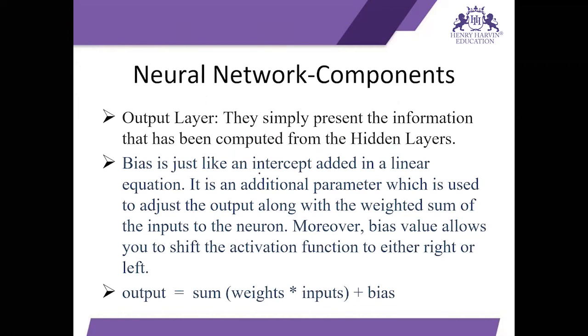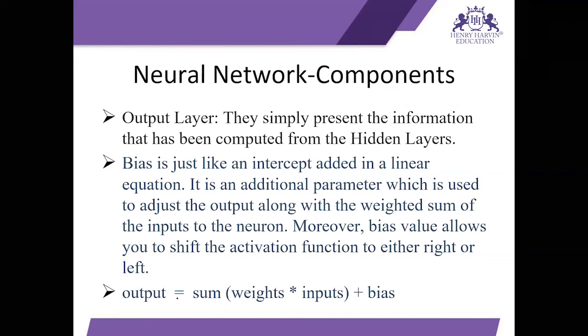So the next one is bias. Bias is just like an intercept added in a linear equation. In a linear equation, we have studied y is equal to mx plus c, right? Y is equal to mx plus c. C is nothing but the intercept. So it is almost similar to the intercept. In neural networks, we call it bias, right? Moreover, the bias value allows you to shift the activation function to either right or left.